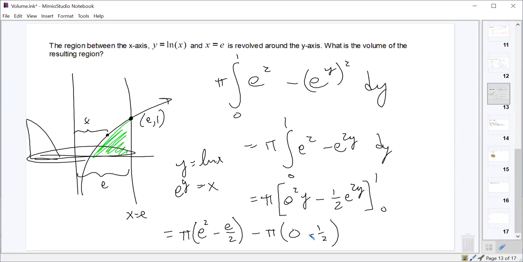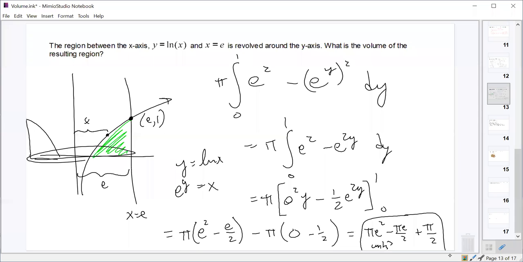Everybody agree with that? Which should give us, we got e squared minus e over 2, and then plus the 1/2, right? So it's pi e squared minus pi e over 2 plus pi over 2 units cubed. Everybody good there? Any questions, any issues there?